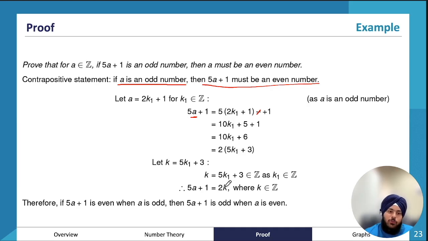So 2 times anything will give us an even number. Therefore 5A plus 1 is an even number, given that k is an integer. So we have ended up proving what we were intending to prove, and using a contrapositive statement has made it a lot easier for us.